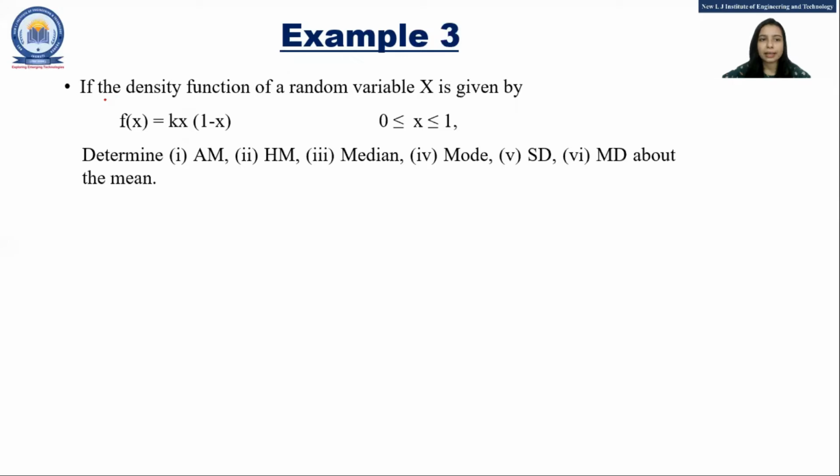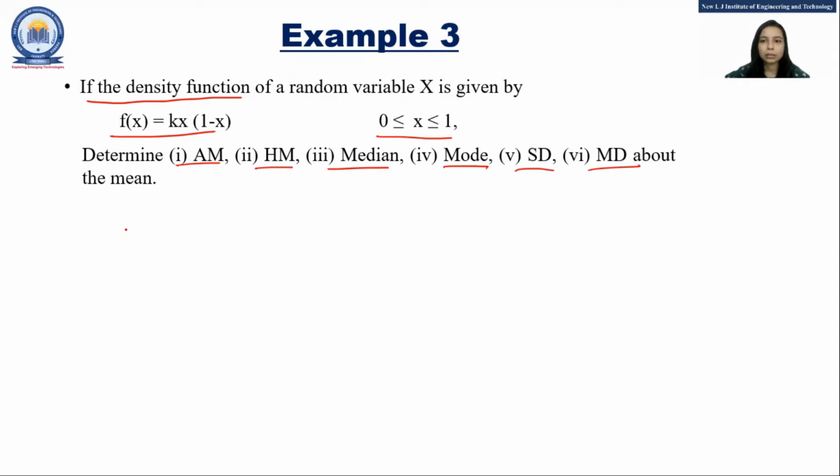Now coming to the next example. So if the density function of random variable x is given by f of x is equal to kx into (1 minus x), where x lies between 0 and 1, determine the arithmetic mean, harmonic mean, median, mode, standard deviation, mean deviation about the mean.